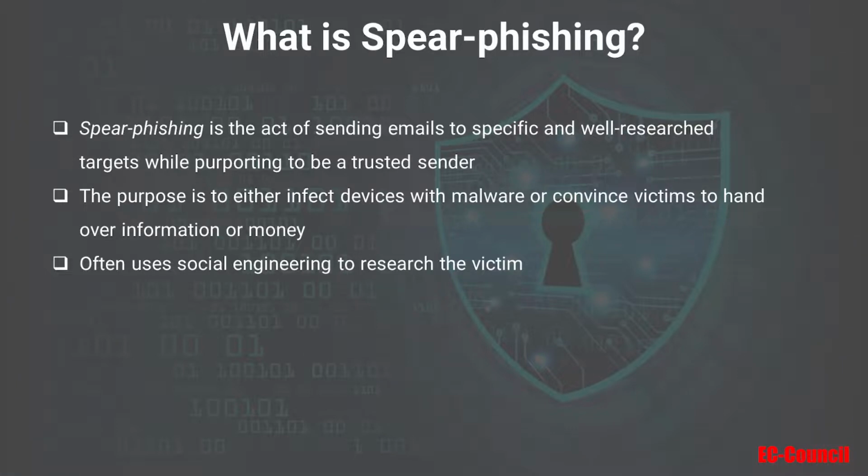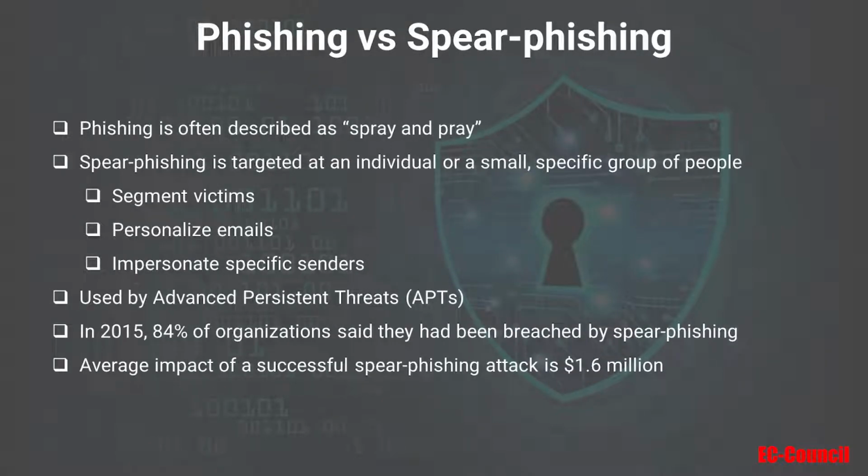Before we can discuss spear phishing, we need to understand what it is. Spear phishing is the act of sending emails to specific and well-researched targets while purporting to be a trusted sender. The aim of a spear phisher is to either infect devices with malware or to convince victims to give the attacker valuable information or money, much like phishing. Attackers often use social engineering tactics, which we will discuss later in this course, to research their victims. I already told you a lot about phishing in the previous lesson, but there is an even more effective form of phishing called spear phishing.